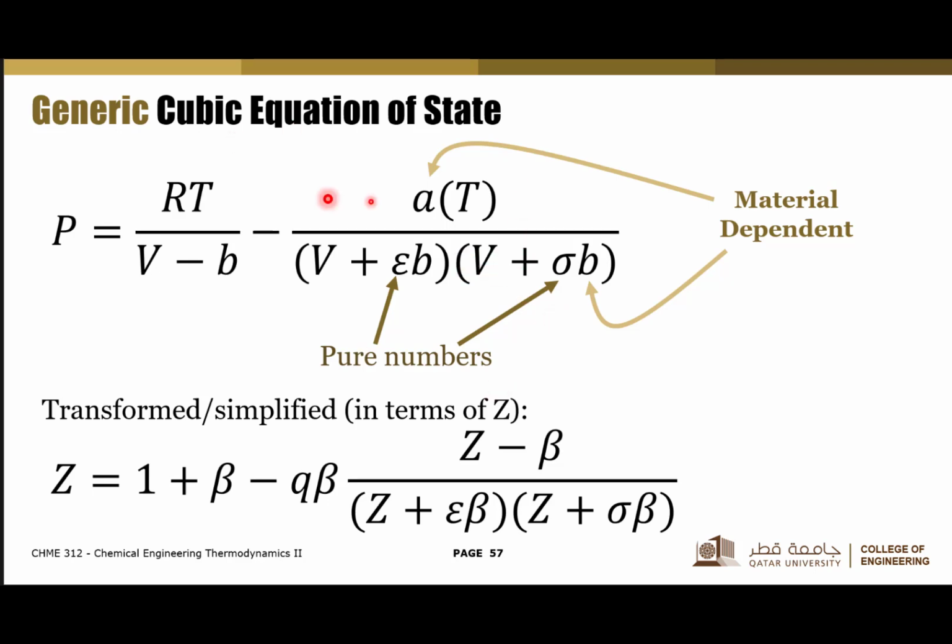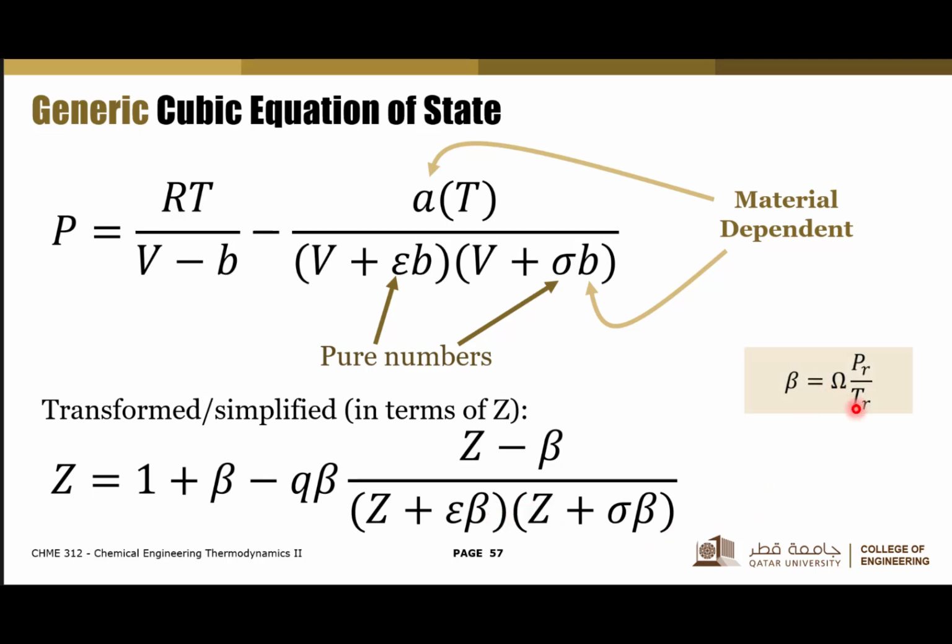And then this equation, using PV equals ZRT, was transformed to solve for the Z factor, and they came up with this equation. We're not going to go through that derivation, but this is basically what they got. Z equals 1 plus beta minus Q times beta, and then we have Z minus beta up here, and Z plus epsilon beta times Z plus sigma beta.